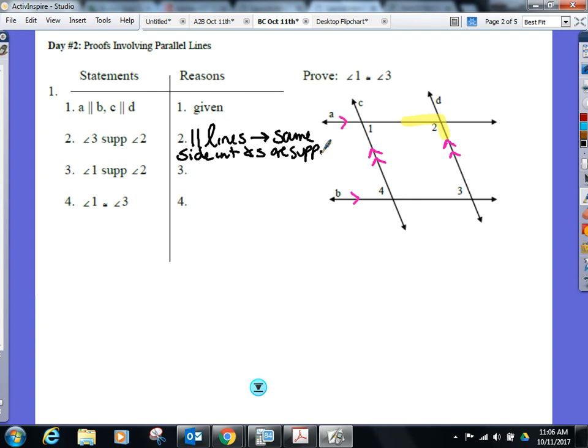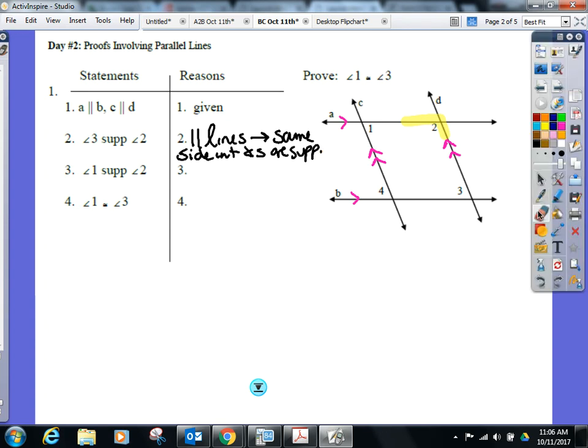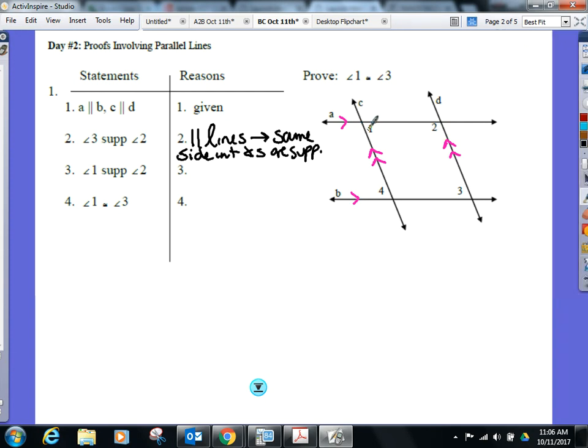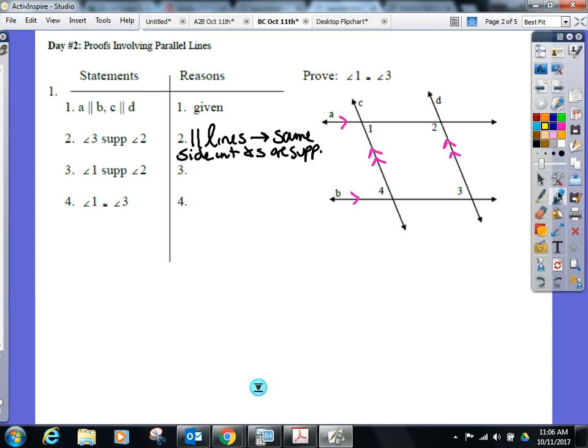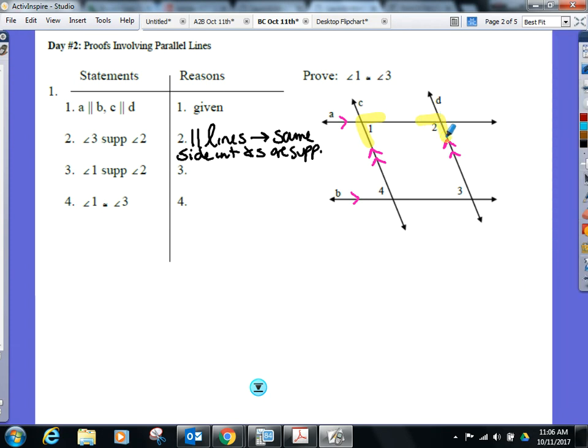Okay, we're moving along. 1 supplementary to 2. Look at the diagram. Why are 1 and 2 supplementary? They're not next to each other like these two here, so I can't say linear pair. What type of angles are 1 and 2 now? Let me highlight them. 1 and 2. Here are the parallel lines, here's the transversal. Are they inside or outside? Inside. Same side or alternate sides? So again, just like 3 and 2, what type of angles are they?